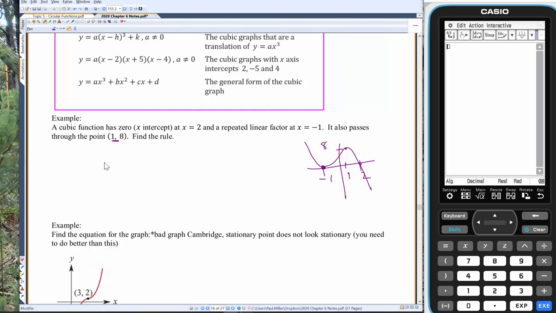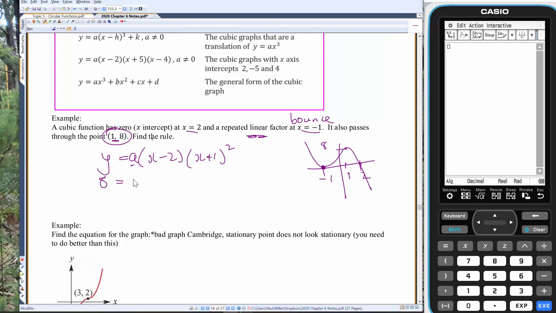Now, the method that we're going to use to get it: I'm going to say that there's a dilation factor that I don't know about. One of the factors is x take 2, and that is not the repeated one, and a repeated linear factor at x plus 1 all squared. When this is solved, it would produce the x-intercept and the repeated linear factor, or the bounce.